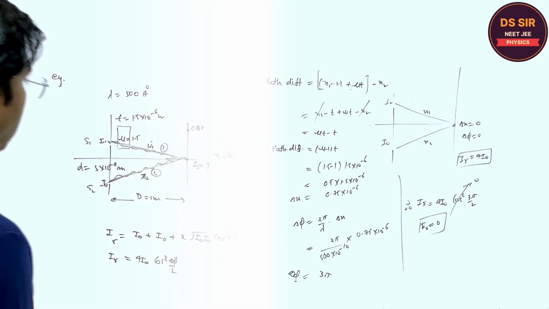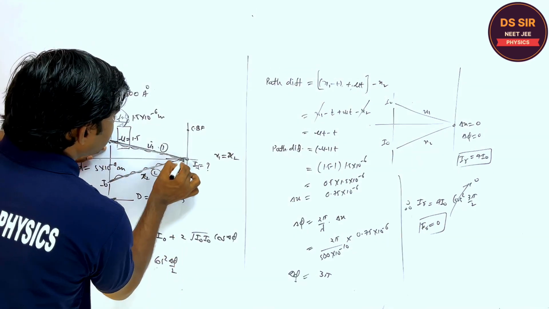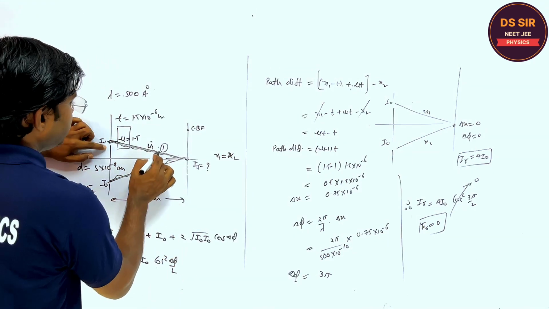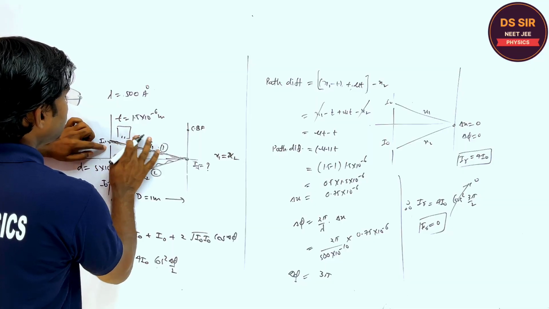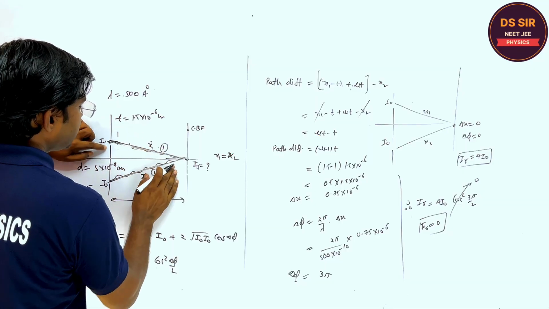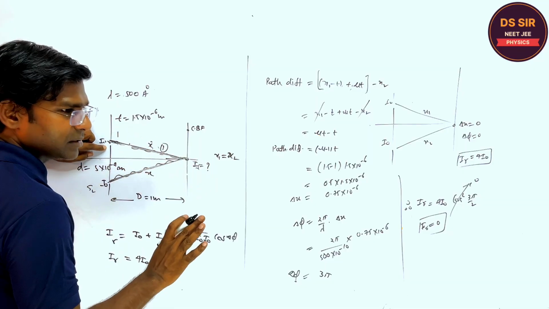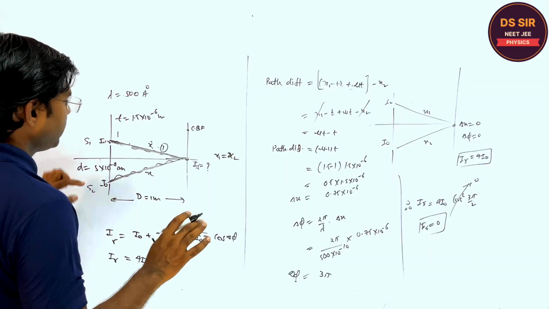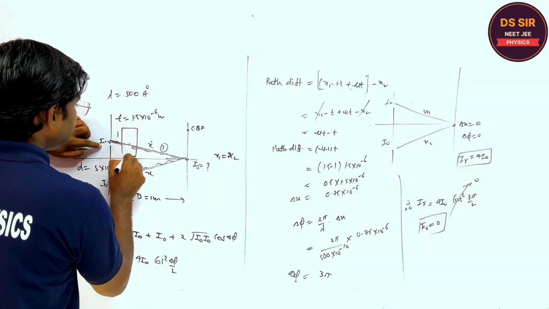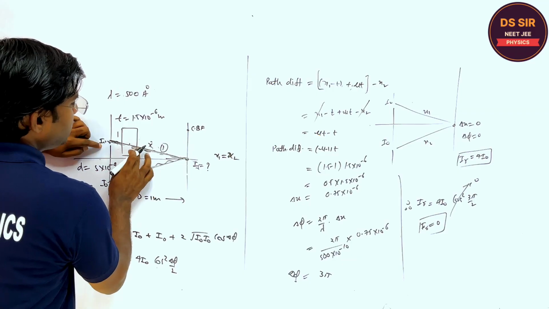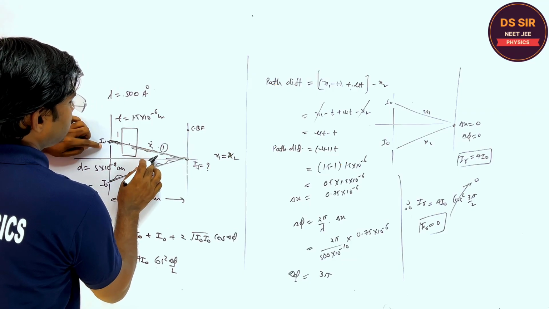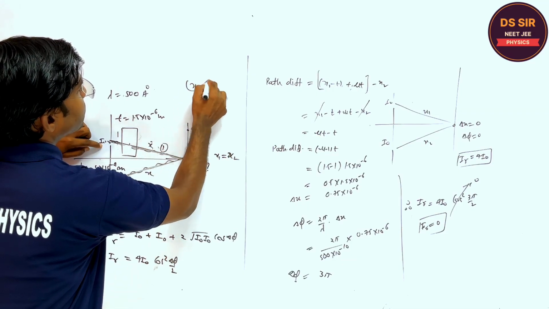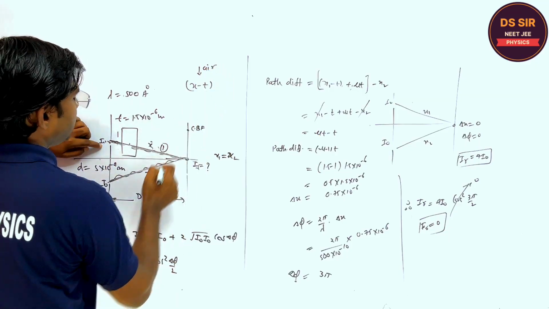Copy this. Listen. This is the first wave, right? And this is the second wave. When nothing was there, what is the path? Say x. What is the path? Say x. x minus x, it was 0. Are you getting? But when the glass slab is put, what is the path traveled in the air? Say x minus t. This is the path traveled in the air.